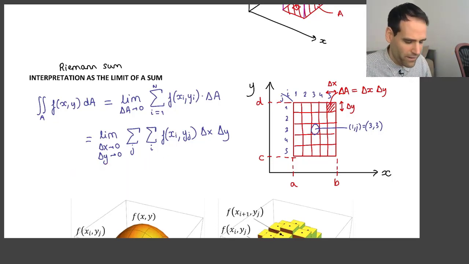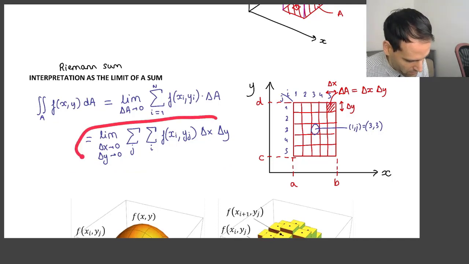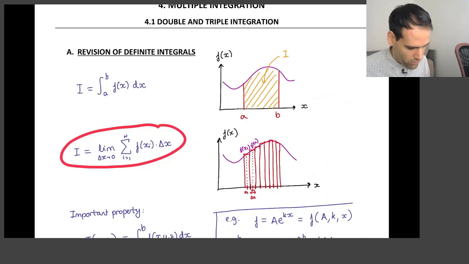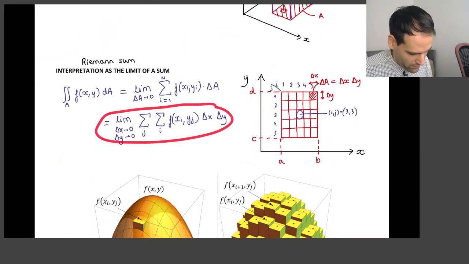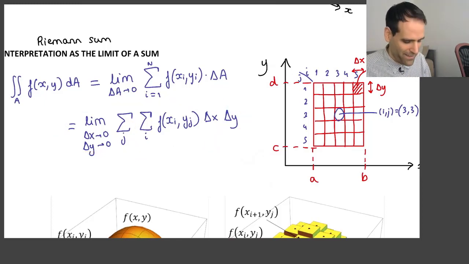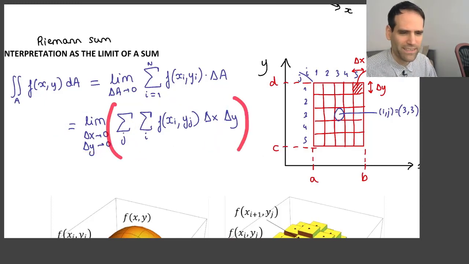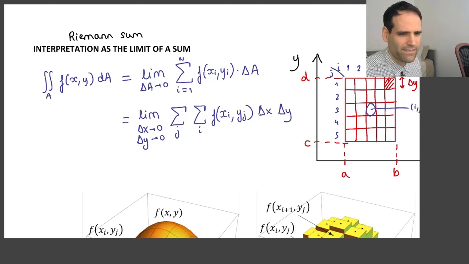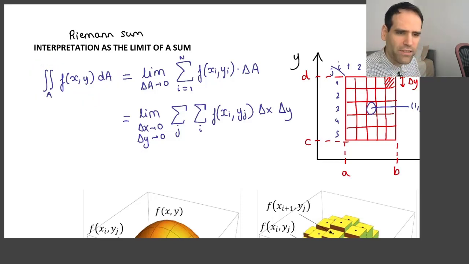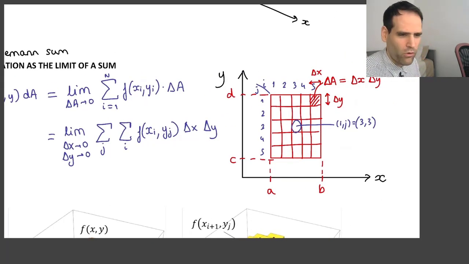So just as a little spoiler, comparing this definition to this definition, you might notice that it's just one integral, which is this parenthesis here, inside another integral, which is this parenthesis here. So indeed, double integrals are an integral inside of an integral. And this means that we can write this double integral using explicitly the limits along x and along y.